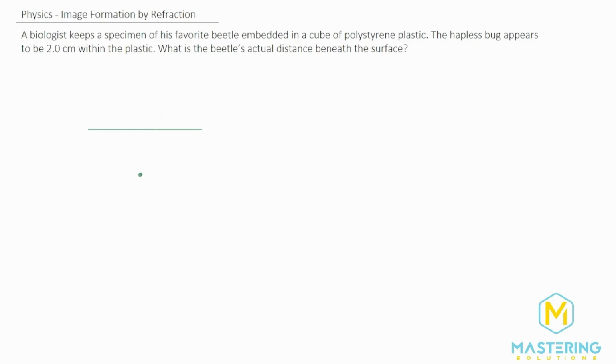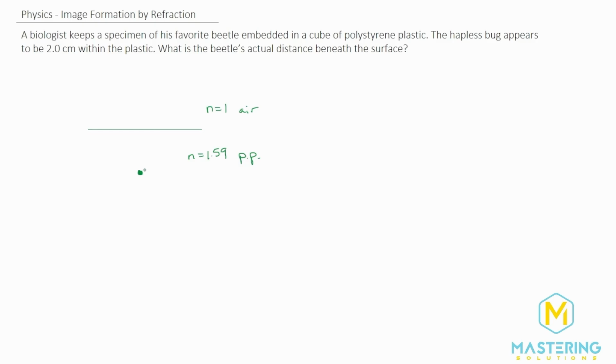So down here, we'll say this is the beetle, and the index of refraction that it's in, this polystyrene plastic, is 1.59. Up here, we have an index of refraction of 1 for air. And so what's happening is this beetle is down here and it's embedded in this plastic, right?